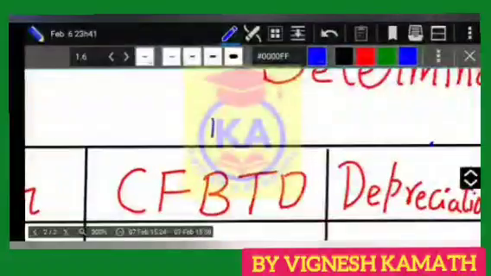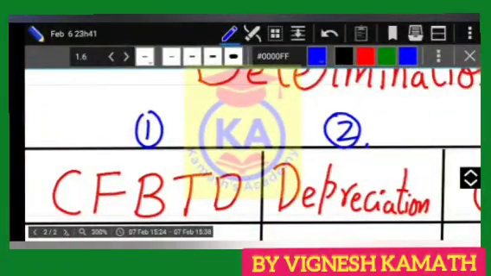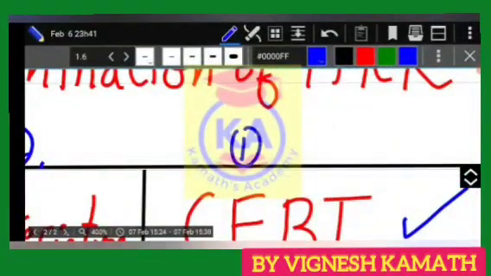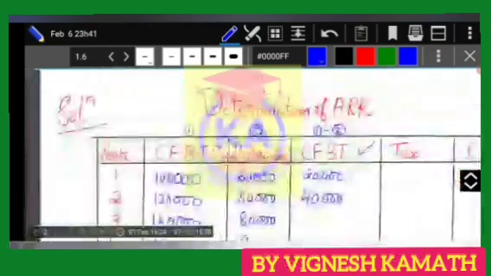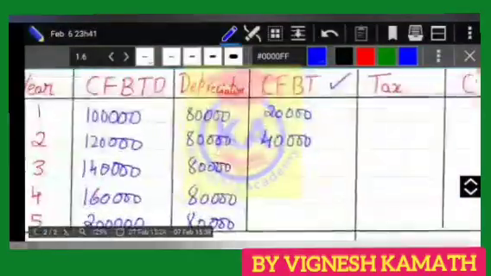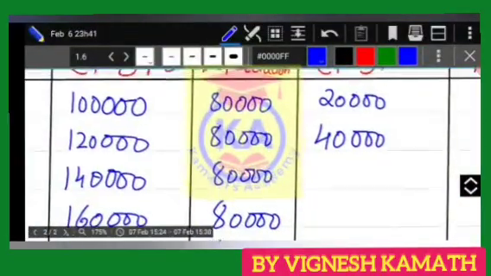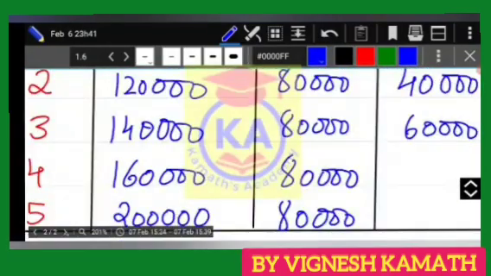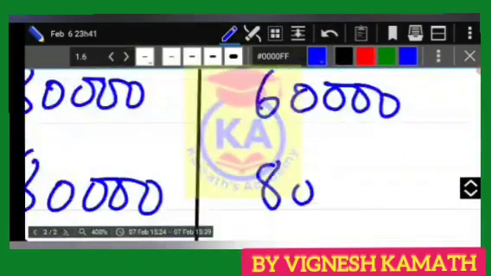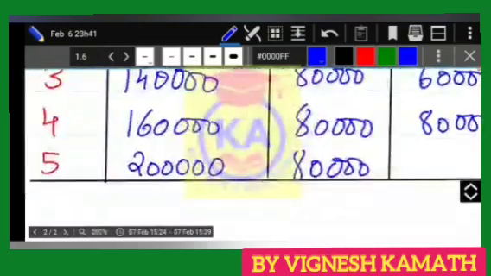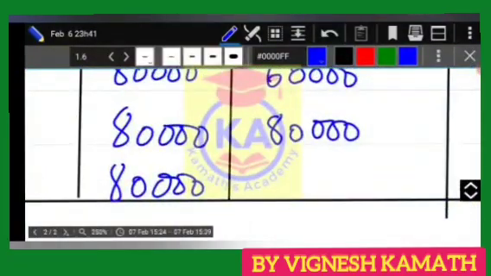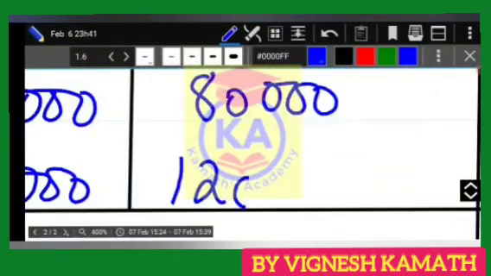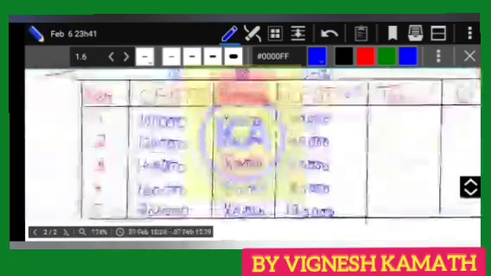So for your understanding, I'll put here as 1, and this column as 2. CFBT will be 1 minus 2. Okay, so that you can remember it very well. 1 lakh 40,000 minus 80,000 will give you 60,000. And 1 lakh 60,000 minus 80,000 will give you 80,000. 2 lakh minus 80,000 will give you 1 lakh 20,000. So you have got these values.